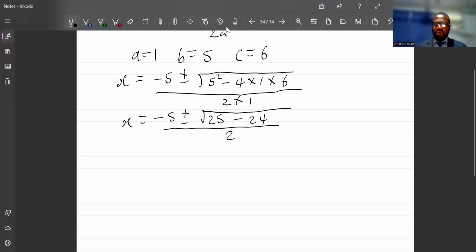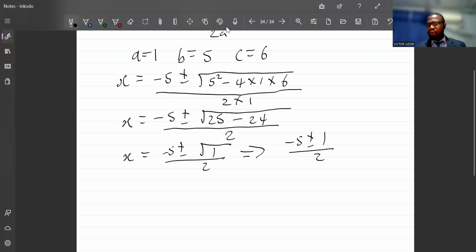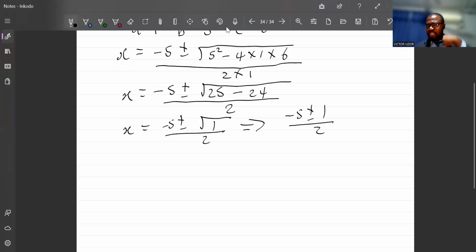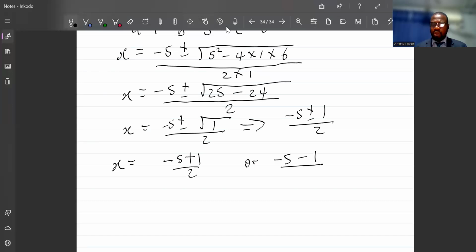So from here, I can say x is equal to minus 5 plus or minus square root of 1 all over 2, and square root of 1 is 1. So you have minus 5 plus or minus 1 over 2. You'll be surprised: how do we have plus or minus in the same place? It looks confusing, but this is where we get the two roots. We separate the negative and positive. So I will have minus 5 plus 1 over 2, or minus 5 minus 1 over 2.